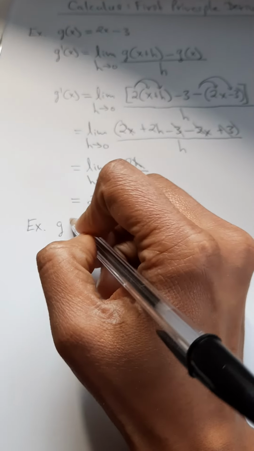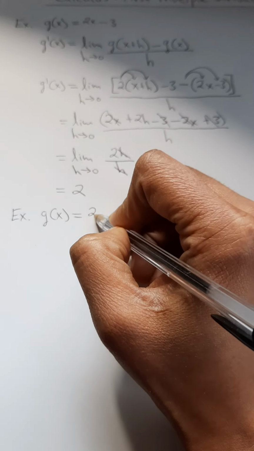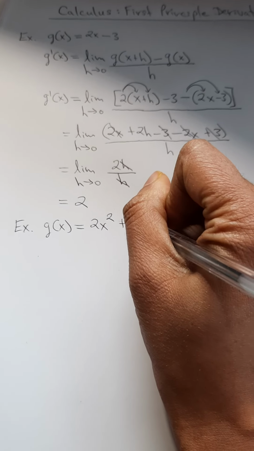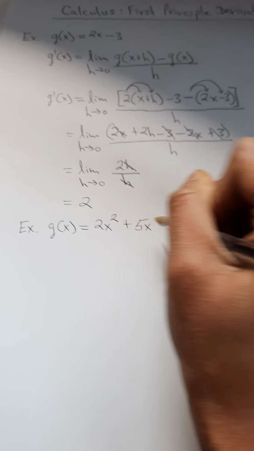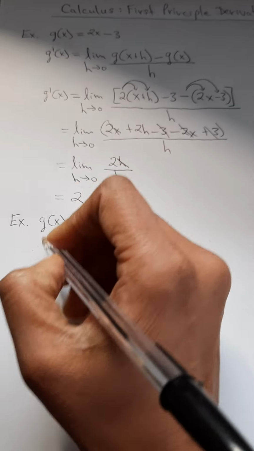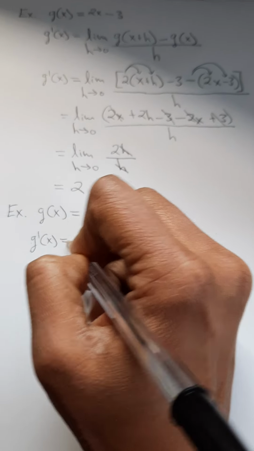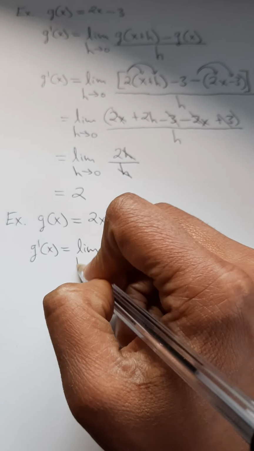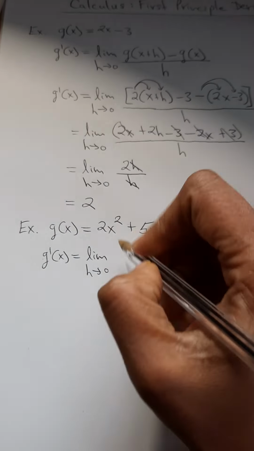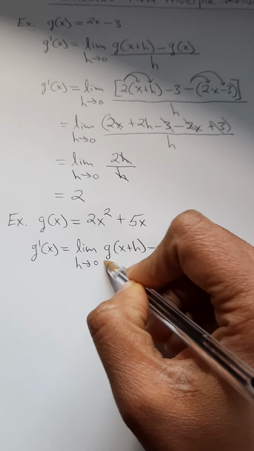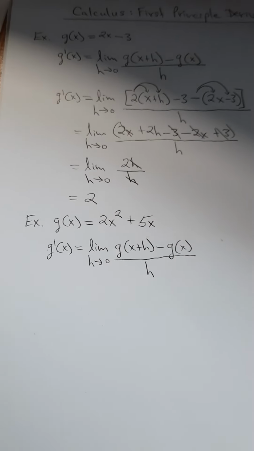Let's try using a quadratic here. So let's still keep it as g of x. Let's do g of x equals, how about 2x squared plus 5x. So I want it to be something different here. So we're going to use again the same principle right here. You can do as many steps as you like. I'm going to write out my equation. So we're going to do g of x plus h minus the g of x. And then the whole thing is going to be divided by h.